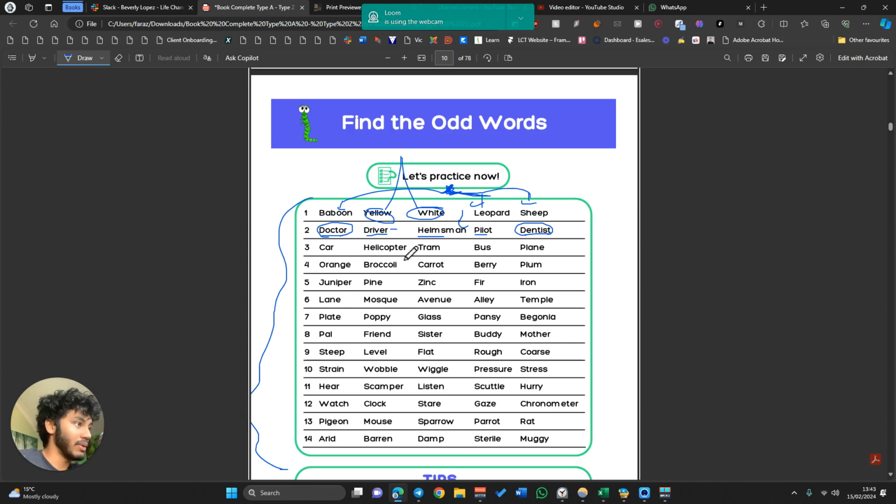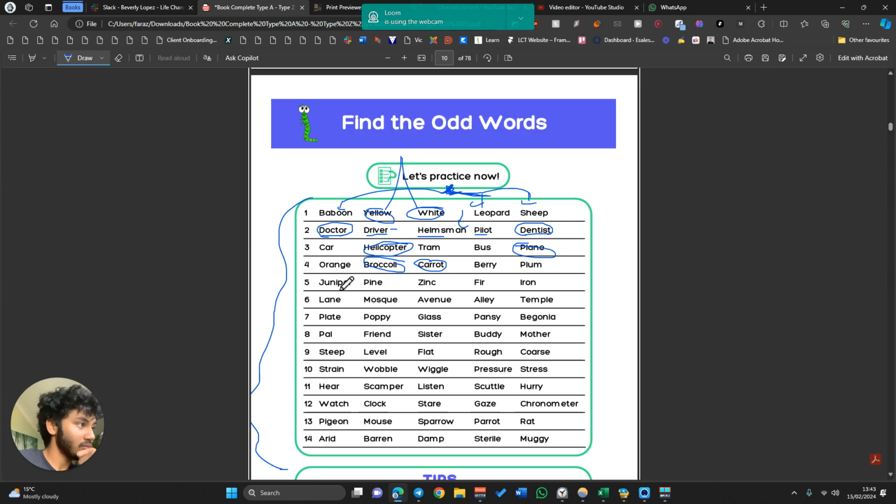So car, helicopter, tram, bus, plane. All of these are vehicles, but 2 of them are flying. And that gives you helicopter and plane. Orange, broccoli, carrot, berry, plum. So these ones are vegetables and fruits, but let's have a look which ones are fruits. So plum and berry, while the other 3, actually, orange is a fruit. So what I'd actually go with is broccoli and carrot, because these 2 are vegetables, whereas the rest of them are fruits.